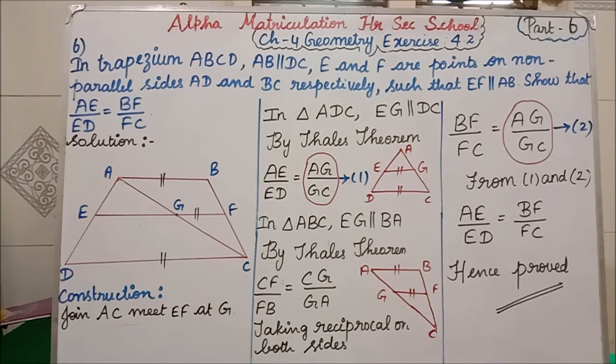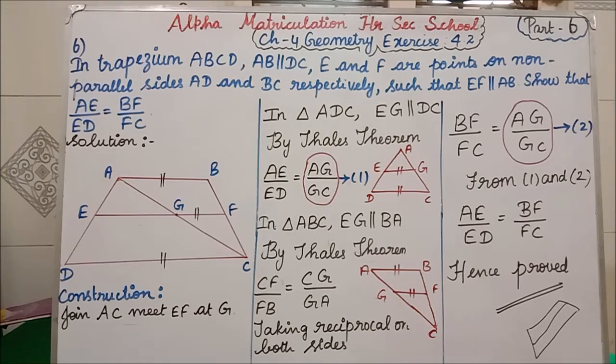Clear, students? Now for that we are constructing one line. What is that line? We are joining. Why we are constructing that line? If you are seeing here, we are having only the trapezium. How can we make the triangle with this? Whether we are able to make the triangle with the trapezium?